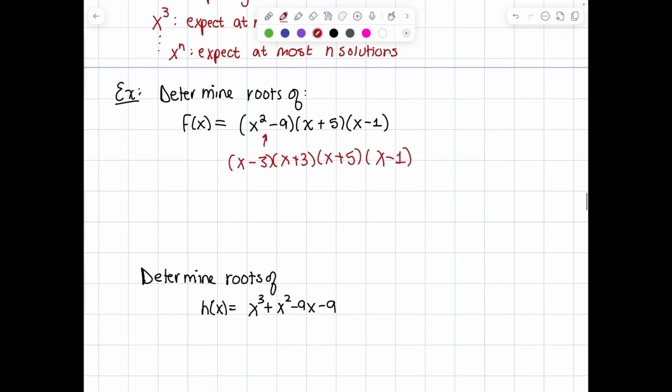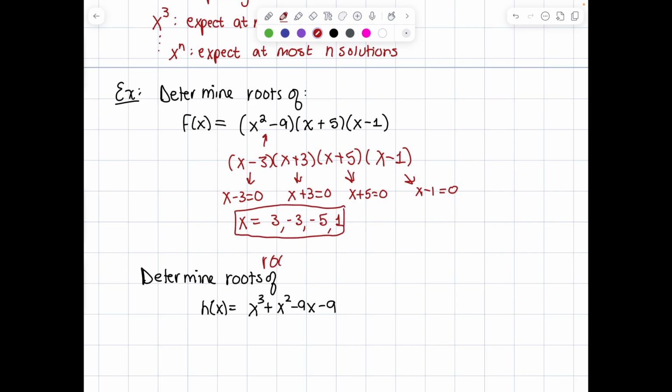Now what I'm going to do is set each one of those equal to 0 and solve. So x minus 3 equals 0, x plus 3 equals 0, x plus 5 equals 0, and x minus 1 equals 0. I set all those equal to 0 and solve, so I've got x equals 3, negative 3, negative 5, and 1. That is all of my roots.